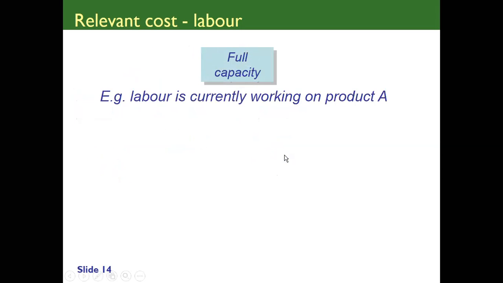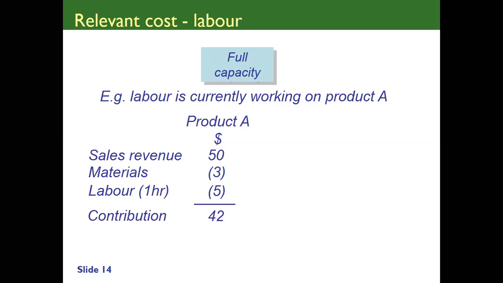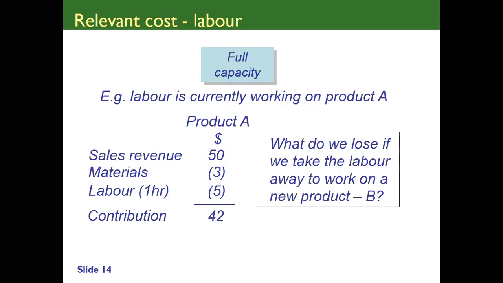Let's do one example with full capacity. Labor is currently working on product A, and this is what you get. Your product A gives you sales revenue of 50, materials you use $3, labor you spend 1 hour, which is $5, and your contribution is 42. What do we lose if we take the labor away to work on new product B? So here I need your contribution. Please think about it and give me the answer.